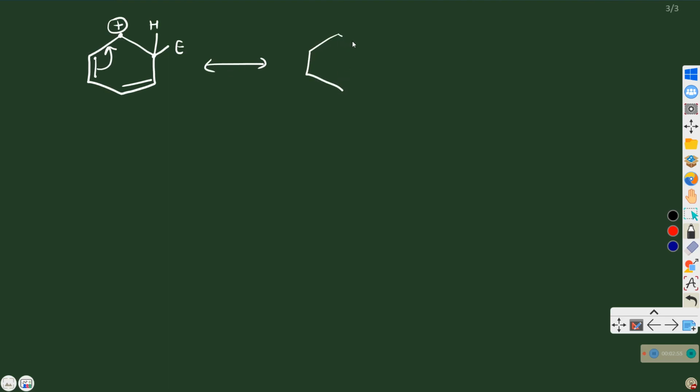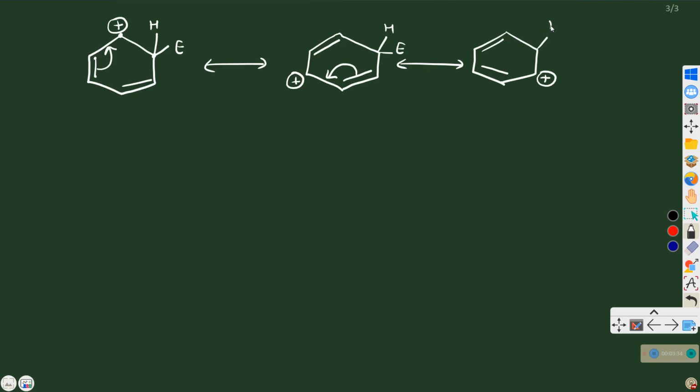And in the next resonating structure, the positive charge is acquired by the carbon which is present at the meta position. And after that, again, this carbon, after gaining the electrons, no longer will be positively charged. This carbon which has now become positively charged will pull electrons towards itself. Do not forget to complete the structure. And now you will be having a positive charge on this carbon. So these are the resonating structures.